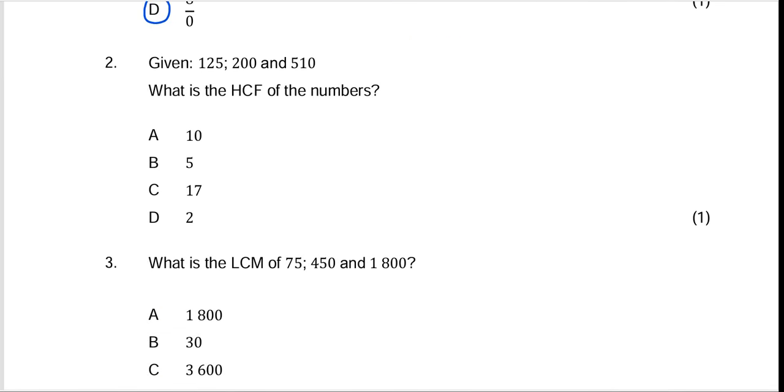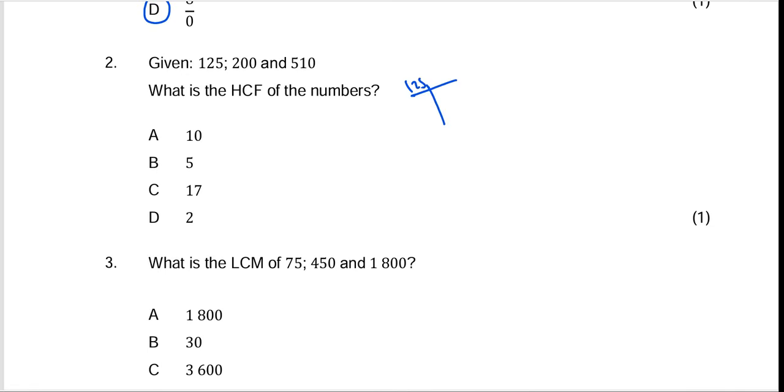Okay, guys, let's proceed to number 2. Given 125, 200, and 510, what is the highest common factor? I'm sure by now you know how to get a highest common factor. We can simply use our T diagram, or we can use the multiples. But I'm sure most of you are familiar with the T diagram, so let's quickly use that method.